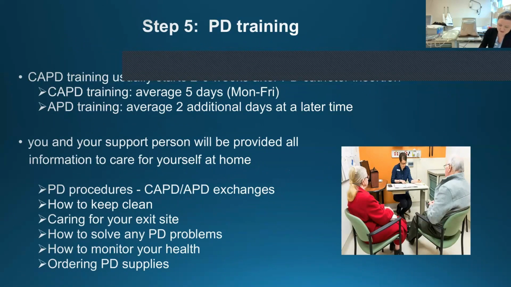Step 5, PD training. So CAPD training usually starts 2 to 6 weeks after the PD catheter is inserted. CAPD training is an average of 5 days. It's usually Monday to Friday. APD training, or the cycler training, is an average of 2 additional days at a later time. You and your support person will be provided all information to care for yourself at home.